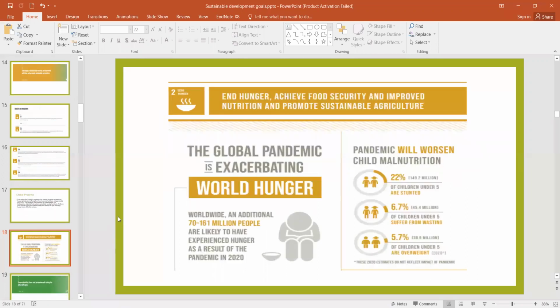The global pandemic is exacerbating world hunger. An additional 70 to 161 million people are likely to have experienced hunger as a result of the pandemic in 2020. The pandemic will also worsen child malnutrition. 22% of children under 5 years are stunted, 6.7% of children under 5 suffer from wasting, and 5.7% of children under 5 are overweight.